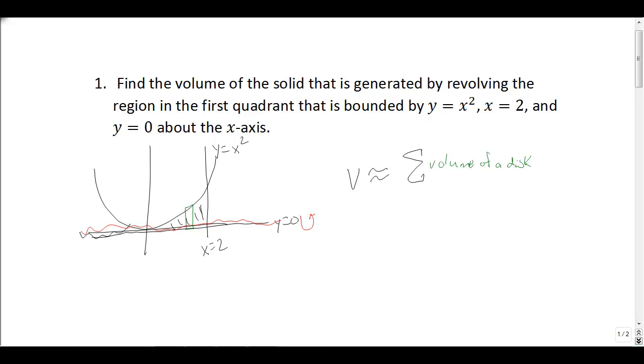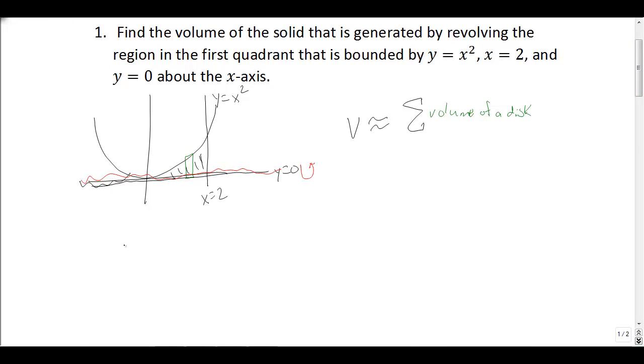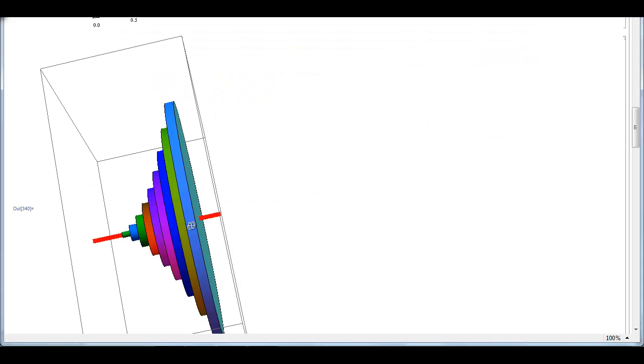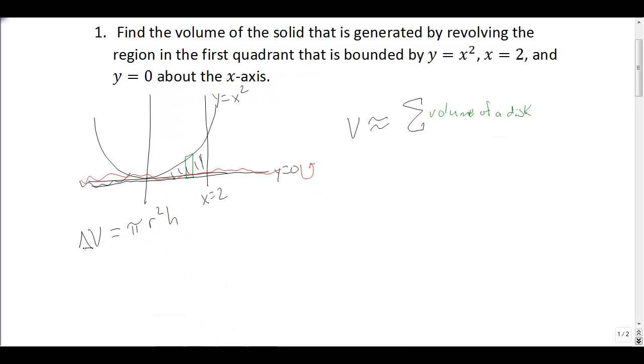Okay, so what we need to do is find the volume of a disk here. To do that, we're going to use the volume formula for a cylinder. Volume for a cylinder should be pi r squared times the height. Because this volume is one of the slices that we do, I'm going to write delta V here to say it's the small slice of the volume. And what I'm going to think about is that rectangle.